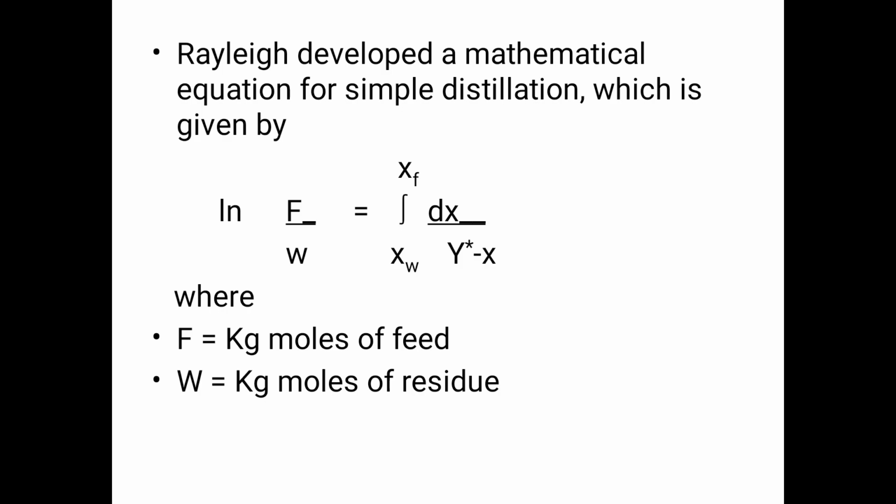That is, ln of F by W is equal to the integral from xw to xf of dx by (y star minus x). In this equation, F means kg moles of feed. Feed contains A and B. A is the more volatile component and B is the less volatile component. W means kg moles of residue. The residue is collected at the bottom of the round bottom flask.